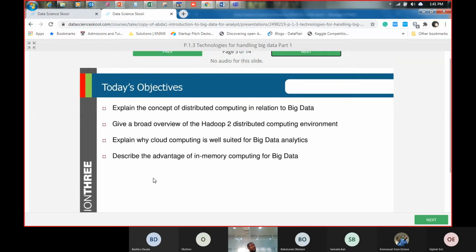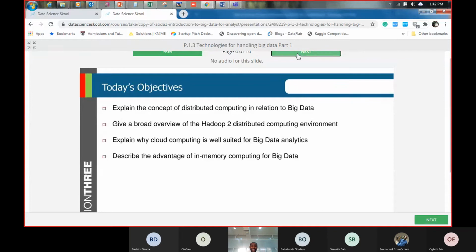And then finally, we're also going to be looking at what is called in-memory computing. So four concepts we'll be talking about in this chapter. Number one is distributed computing. Number two is Hadoop technology, and that will be in line with distributed computing. Number three is cloud computing. Number four is in-memory computing. And all of that, they facilitate big data analytics.